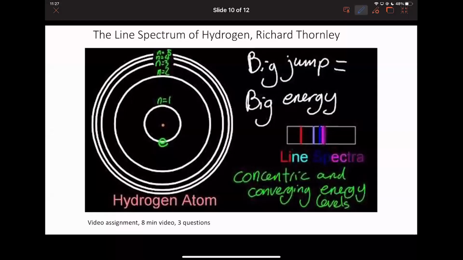Okay, so this is called the line spectrum of hydrogen. I'm going to have you do this video assignment next, but this is where we're getting at: that line spectrum of hydrogen. You can see here 5 lines of color, and each color that is seen, whether it's red or violet, is related to an amount of energy, and an electron is basically making transitions. It's jumping between these levels and releasing a lot of energy, which would result in a violet color, or a little jump, which would result in a little bit of energy or a red color. So big jump, big energy; little jump, little energy.